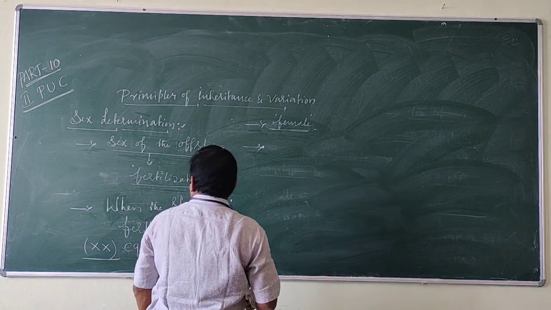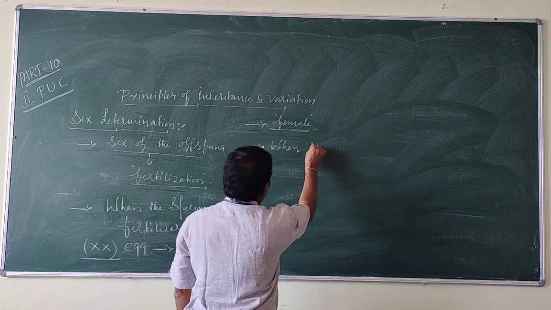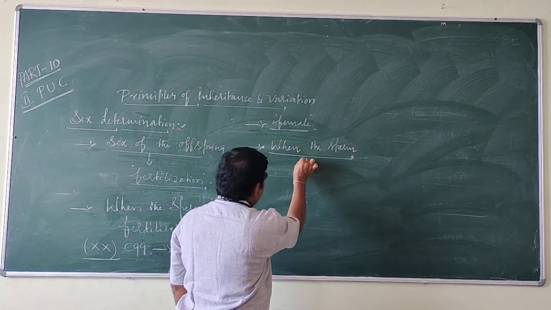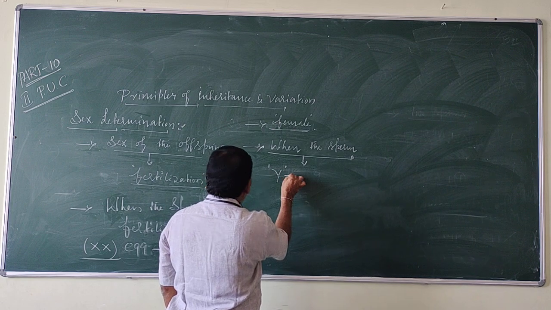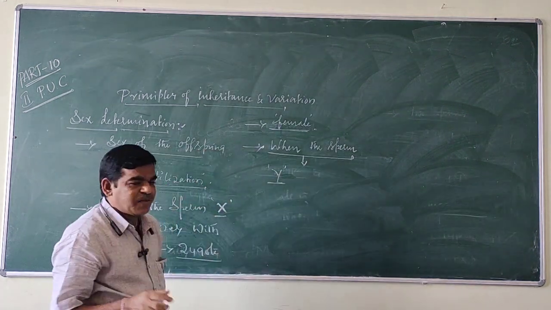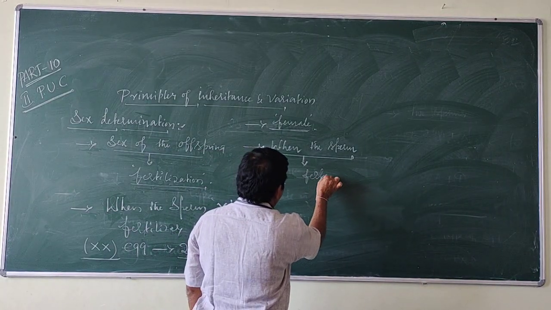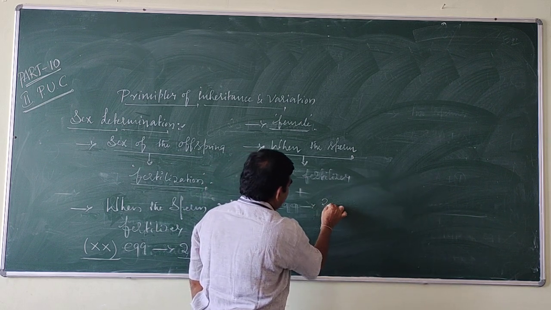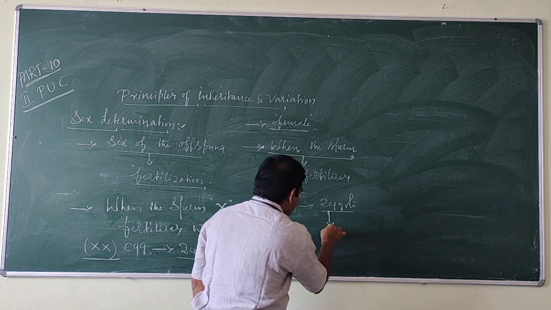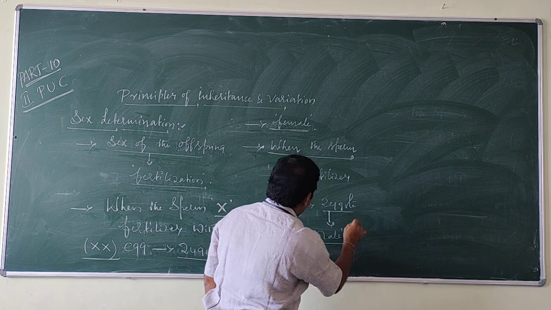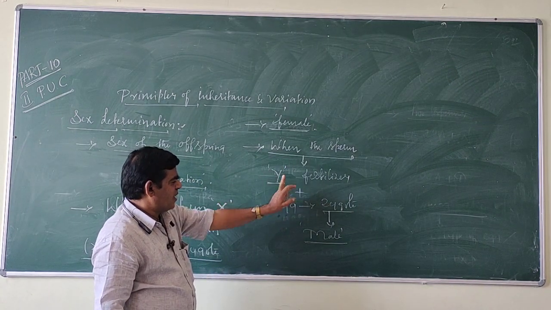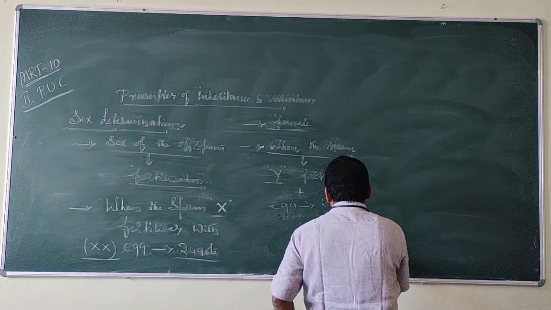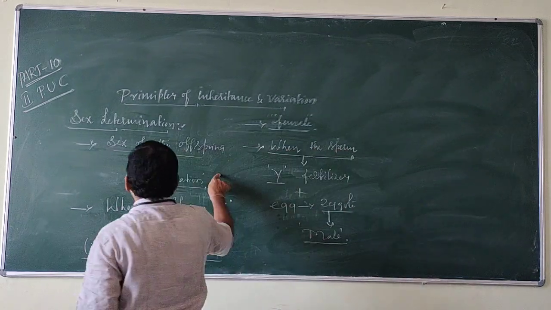On the other hand, when the sperm carries Y chromosome and fertilizes with the egg, the zygote will develop into a male. Egg carries X, sperm carries Y, X Y. That's why the zygote develops into a male individual. Clear? This is about sex determination in man.